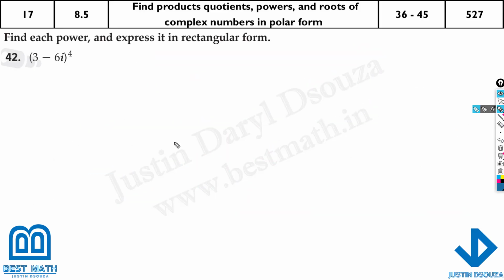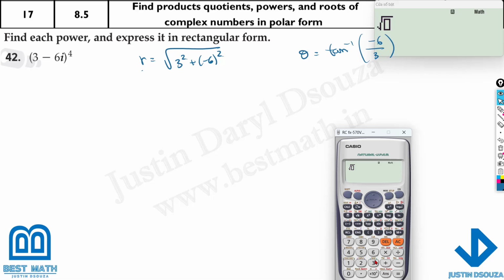What about this problem? I'm sure by now you are well and thorough with all these problems. R equals square root 3 square plus minus 6 the whole square. Theta equals tan inverse of b by a, that is minus 6 by 3. So here a is positive, so it's no plus pi. It's only so much. Square root 3 squared plus minus 6 the whole squared. The answer is 3 root 5. Just write it over here, 3 square root 5. That's it, r.